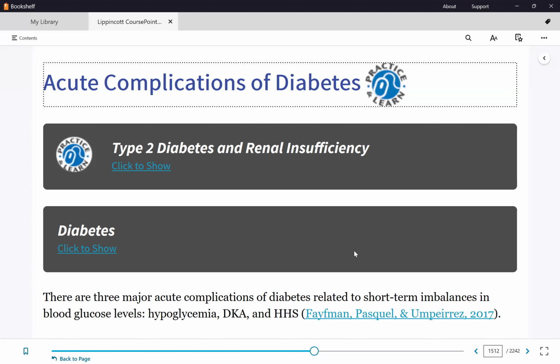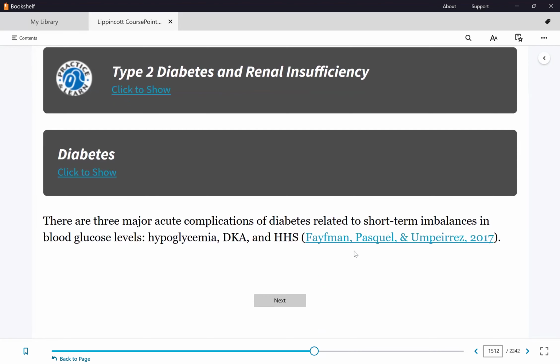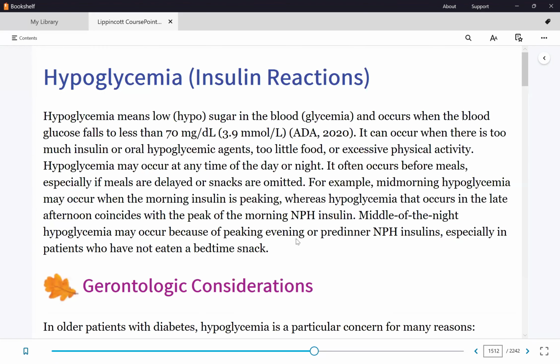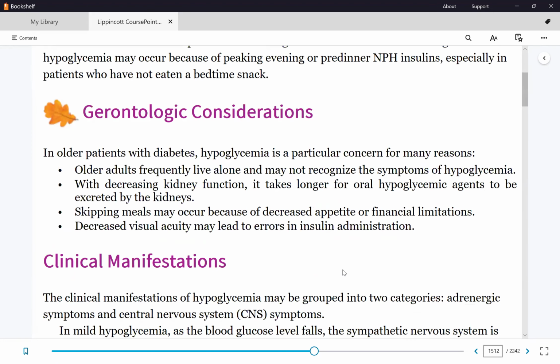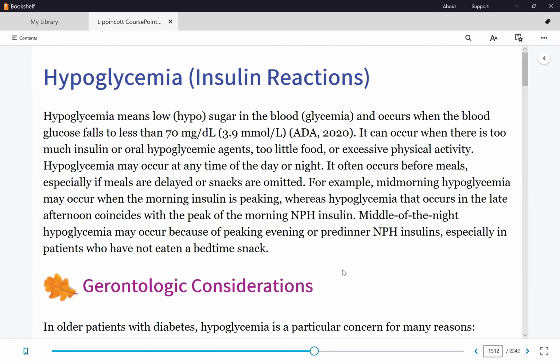Okay, only 3 acute complications of diabetes. They are hypoglycemia, DKA, and HHS. DKA and HHS are similar, so the shortest topic, let's start with hypoglycemia. Questions on the exam are, of course, we need to know what causes it. We are on page 1512. So what are the causes of hypoglycemia?